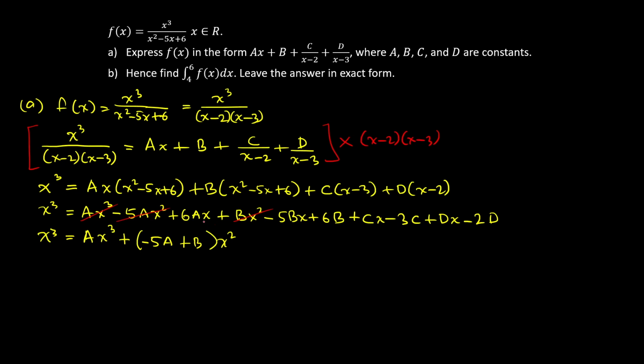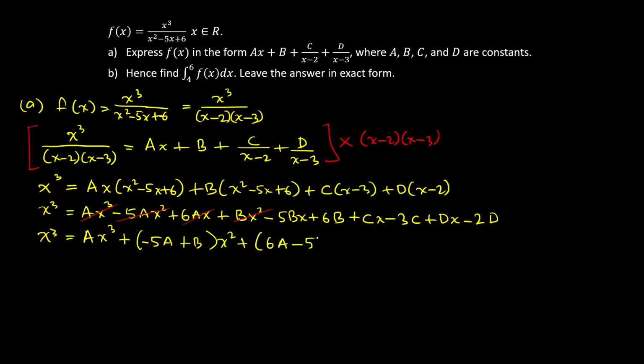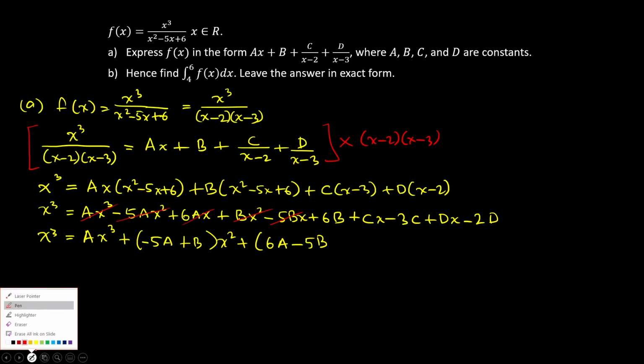Let's take a look at the terms containing x only. Plus 6ax, so 6a. That's done, let's cut it out. And then minus 5bx, so minus 5b. Next is cx. Yes, don't forget to cut out terms so that you remember what you've done.